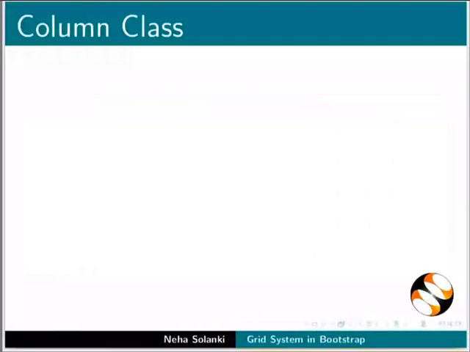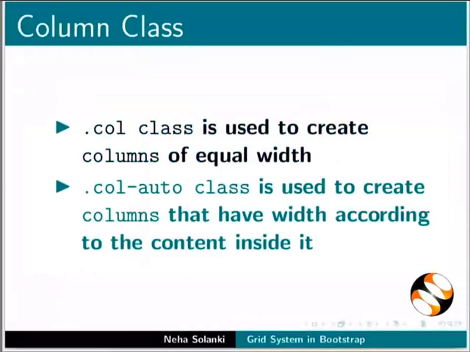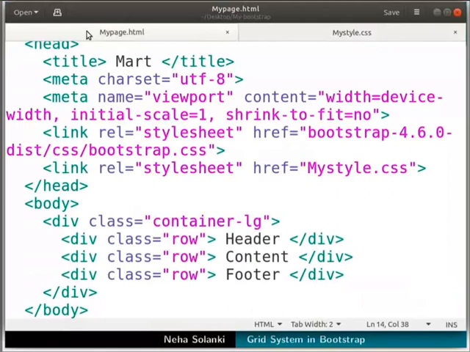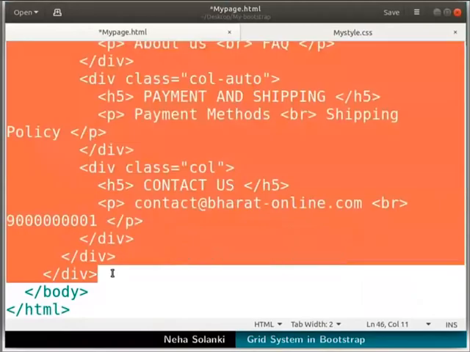Next, we will learn about column class. .col class is used to create columns of equal width. .col-auto class is used to create columns that have width according to the content inside it. Let's see how to use column class with an example. Switch to the mypage.html file. Update the container section as shown here.